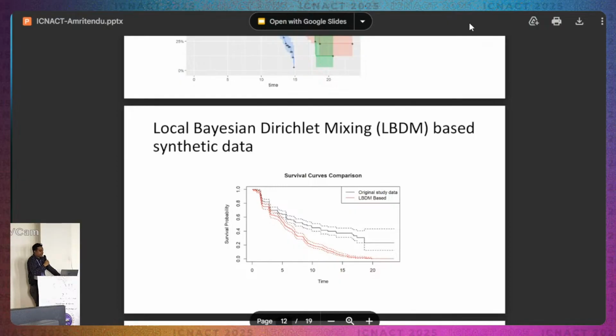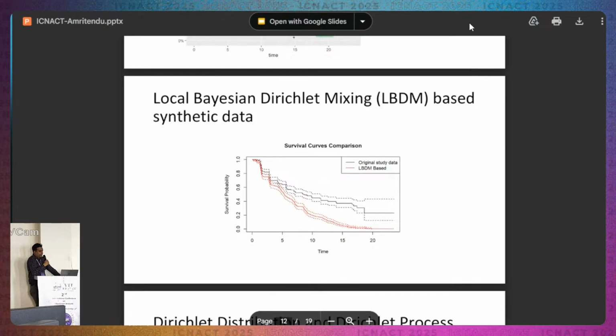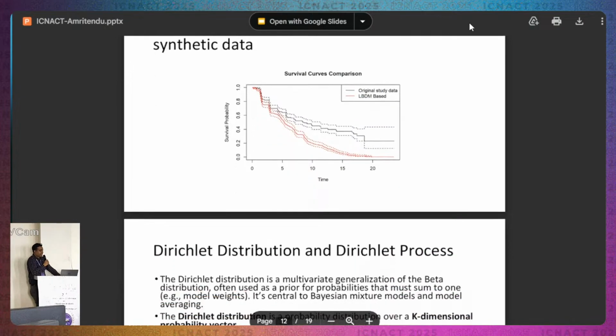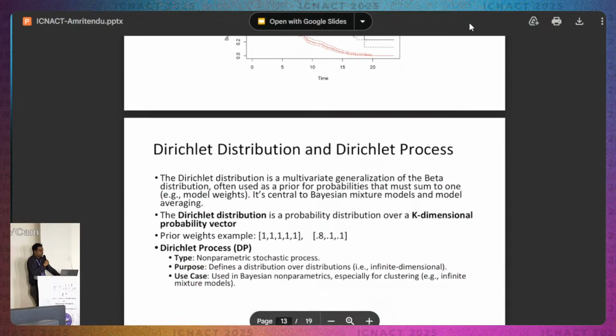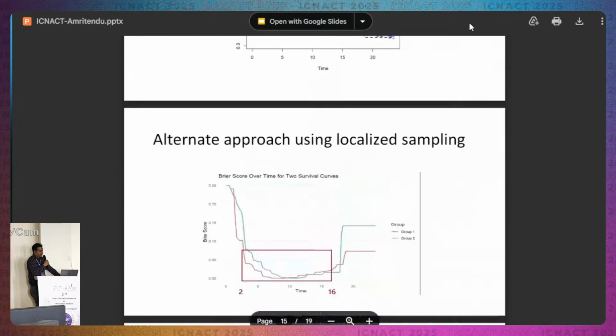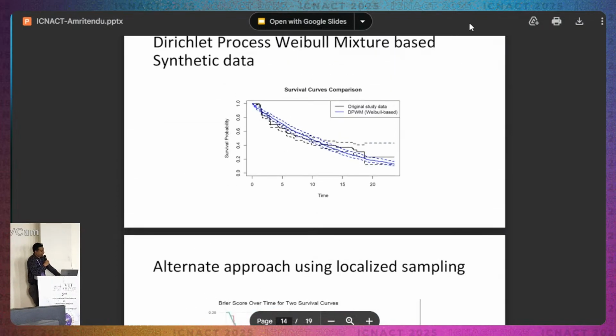So we have to check two methods. One is the local sampling based, which is the local Dirichlet mixing, and we only use one data set, so it hasn't given similar synthetic data. The red line you see is diverging. We also tried another way. This is the case of Dirichlet and the Dirichlet process, which has a base and the concentration parameters. We also use the Dirichlet process full mixture based synthetic.